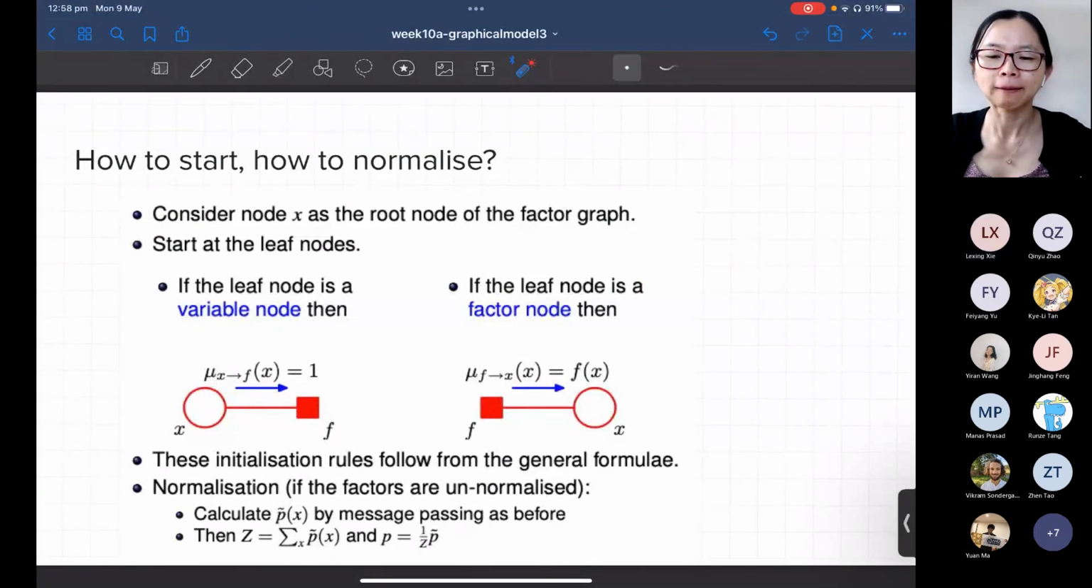Good question. So we consider node X as the root node, and then we start from the leaf nodes. If the leaf node is a variable node, then we initialize these node to factor messages as 1. If the leaf node is a factor node, then it's simply that factor.